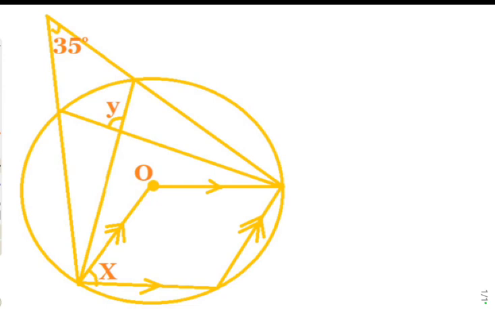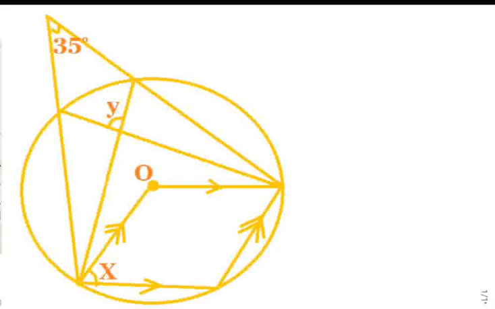In this video I am going to provide the solution to this interesting circle geometry question. We are given a circle with center O, and then we are given two different sets of parallel lines there. You can see them there. In addition to that, we are given that the angle here is 35 degrees. How do we use the information provided to find the value of x and y?